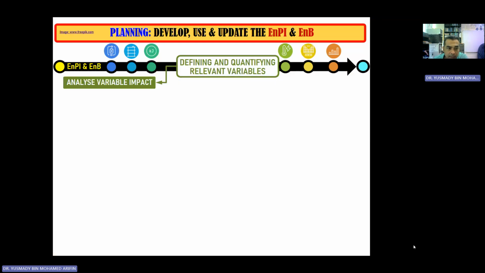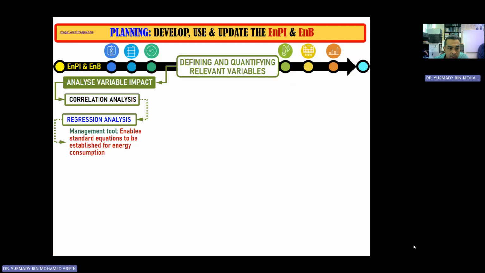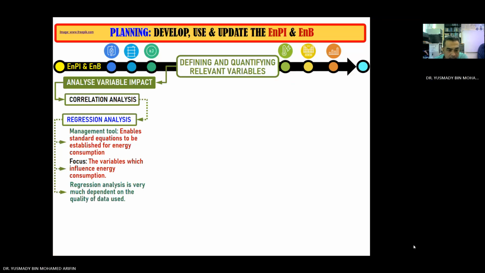Okay, still under analyze variable impact. So we will use correlation analysis, which refers to regression analysis. The regression analysis is a management tool that enables a standard equation to be established for energy consumption. For the regression analysis, the focus is the variable which influences the energy consumption. And the regression analysis is very much dependent on the quality of the data used. So the significance of the result depends on the quantity and quality of the data used and also the variables used.